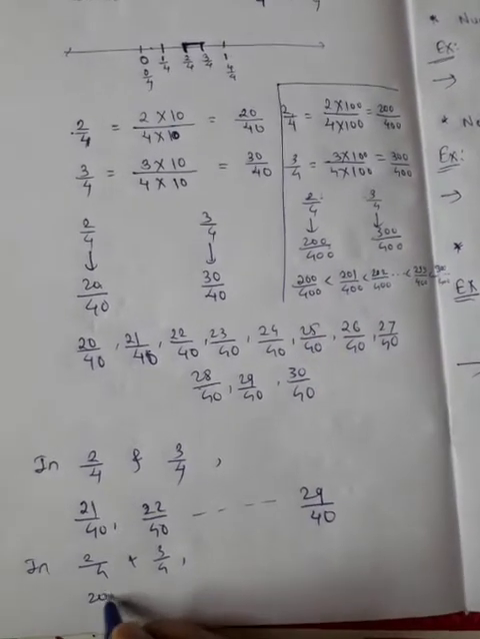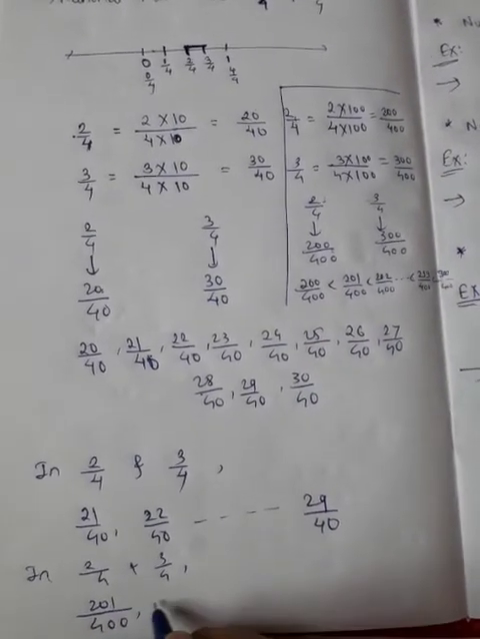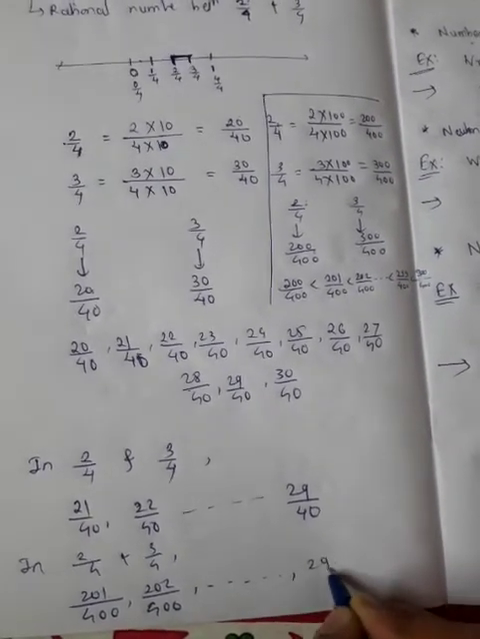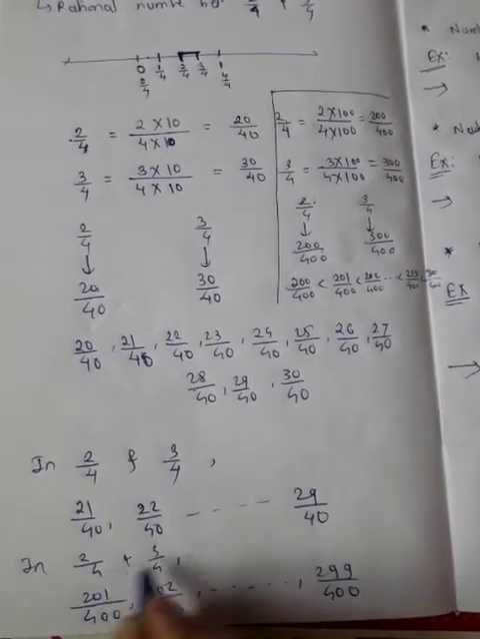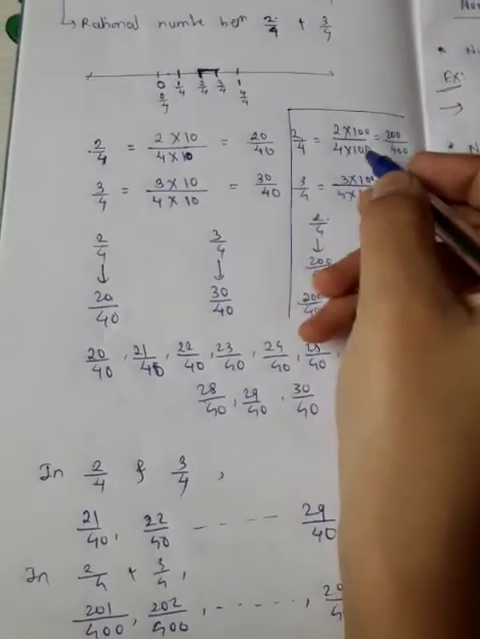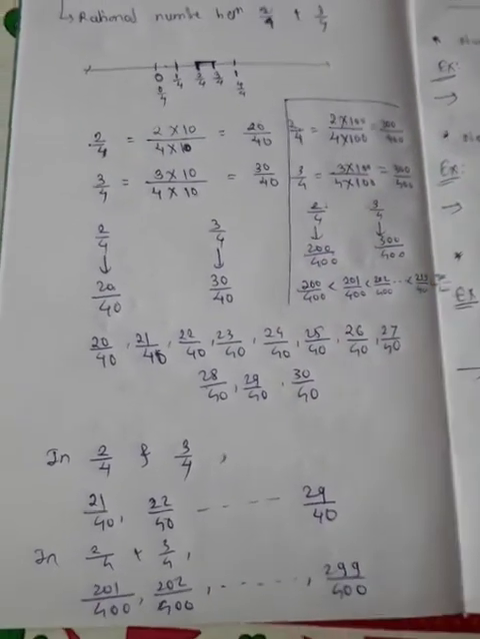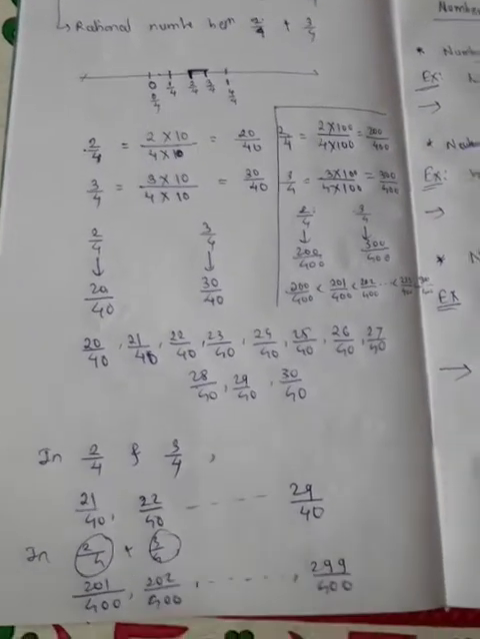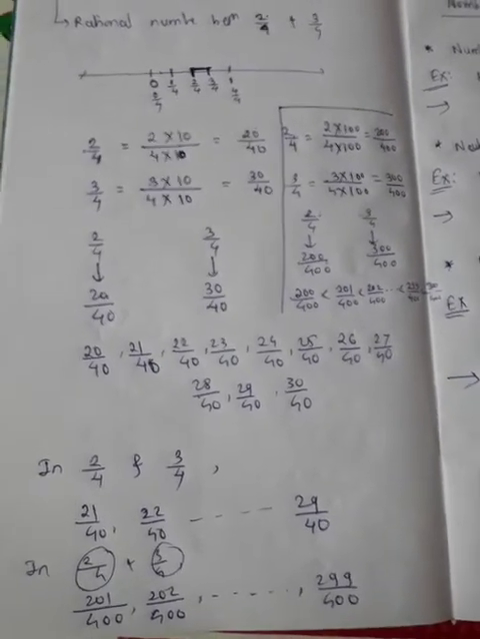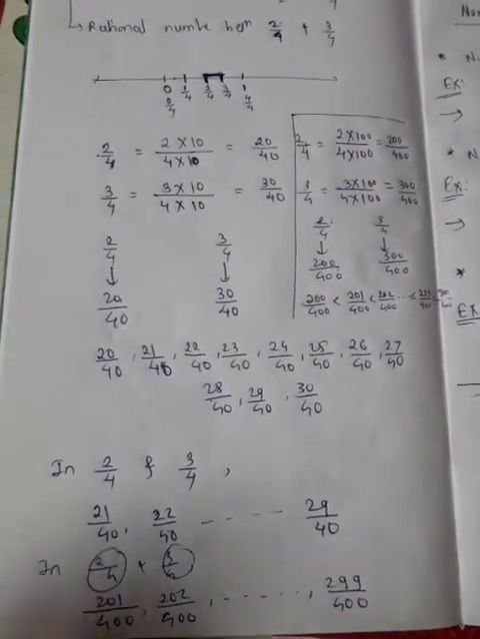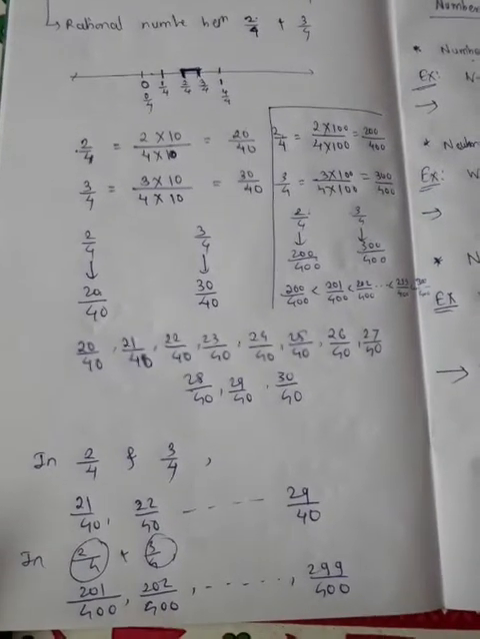What are the rational numbers? 201/400, 202/400, and so on, up to 299/400. So between these two rational numbers we got 99 rational numbers. As we increase the denominators, we get more and more rational numbers between these two numbers. So you can find an infinite number of rational numbers between two rational numbers.